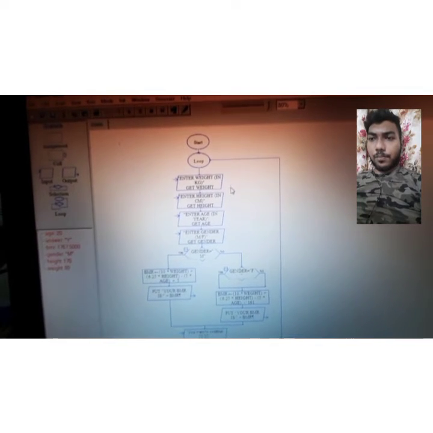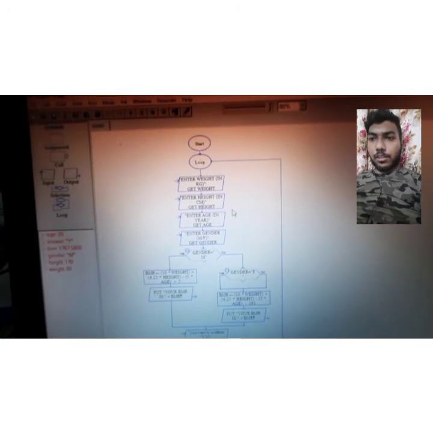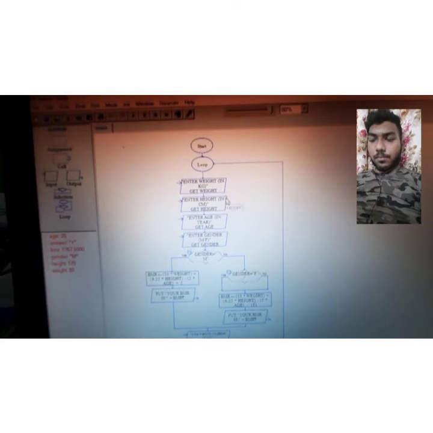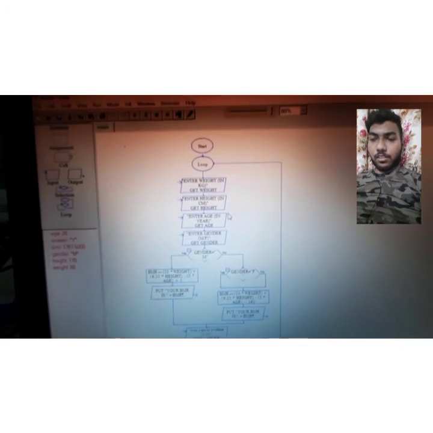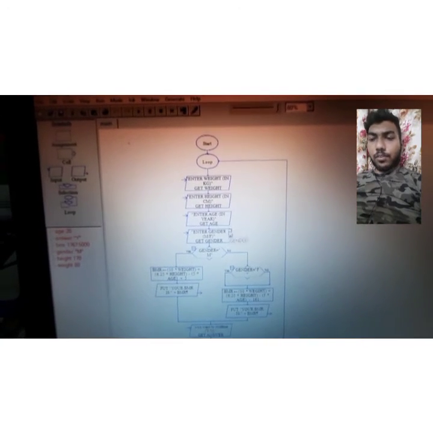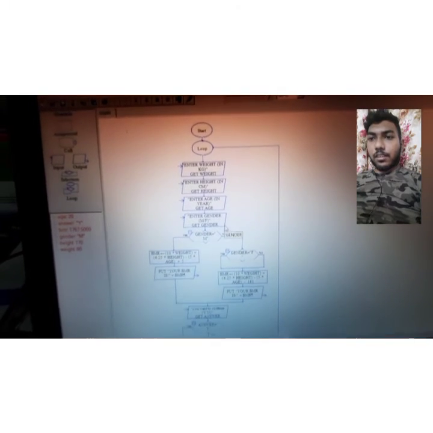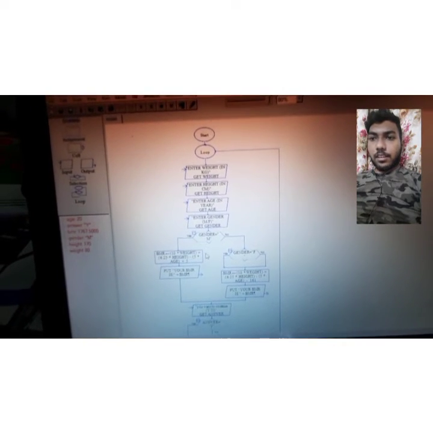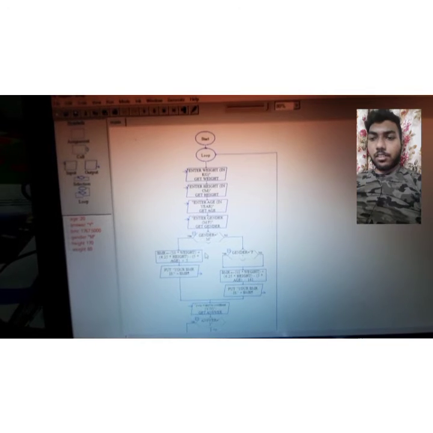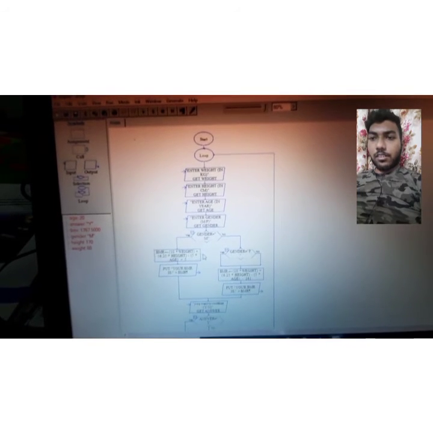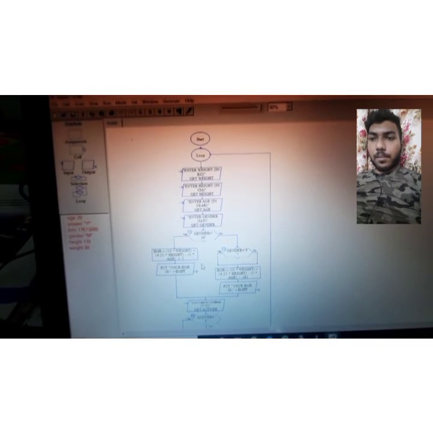Now I'm going to explain my Raptor. As usual, we put the start first. Then I put the looping here because I need to repeat my Raptor constantly. There are 4 kinds of input here. First is enter weight, then enter height, the third is enter age, and the fourth is enter gender, which is male or female.